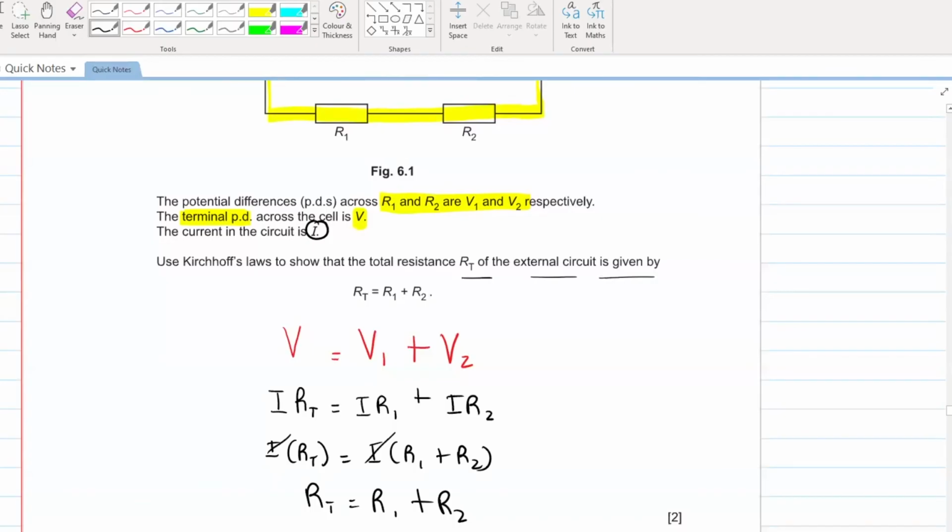Do you get it? How easy it was to derive this? It was very easy. Total voltage in the external circuit is equal to the voltage of resistor 1 plus the voltage of resistor 2. The total voltage is equal to current into the total resistance. The voltage across resistor 1 is current into resistance 1. The voltage of resistor 2 is what? Current into resistance 2. Simple as that. Let's further move ahead.